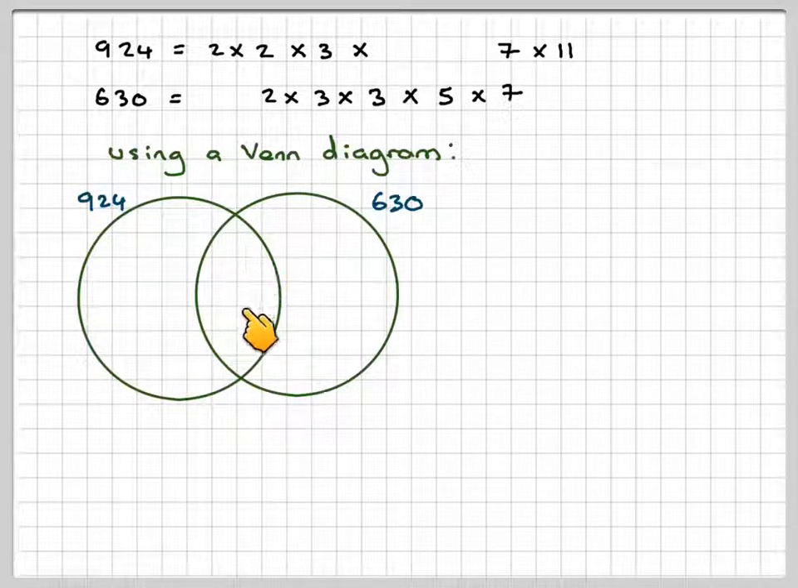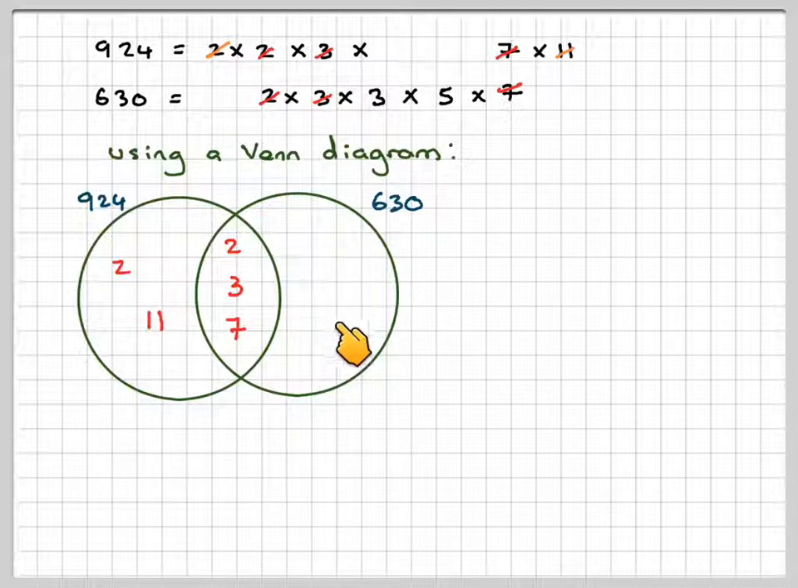So filling the bit that's common to both first, we have that 2 is common. We have that 3 is common, so you cross them off as you do it. And we have that 7 is common. Okay, what do we put here? Well, we have a 2 and 11. So cross those off. And then what do we put over here? We have, for 630, 3 and 5 left over.